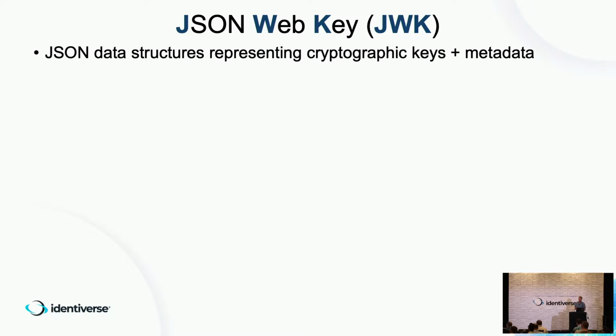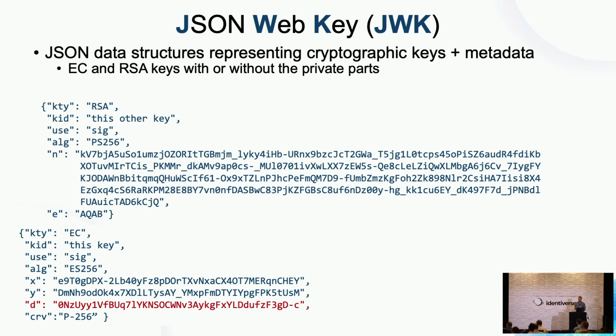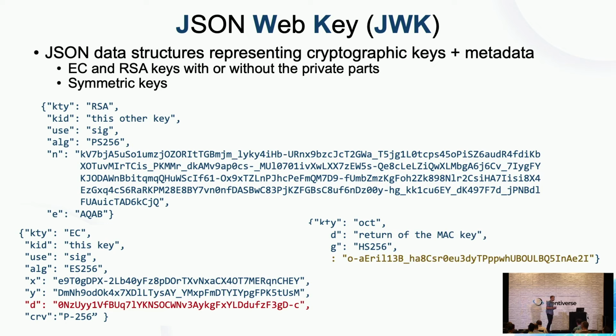JSON Web Key is a JSON data structure representing cryptographic keys and metadata about those keys. You can represent elliptic curve keys and RSA keys with or without the private portion of the key. I noted the red part there is the private key in that particular elliptic curve. On top of it is an RSA key. It's a bunch of math, numbers, base64 URL encoded and encoded in JSON. There's also symmetric key support.